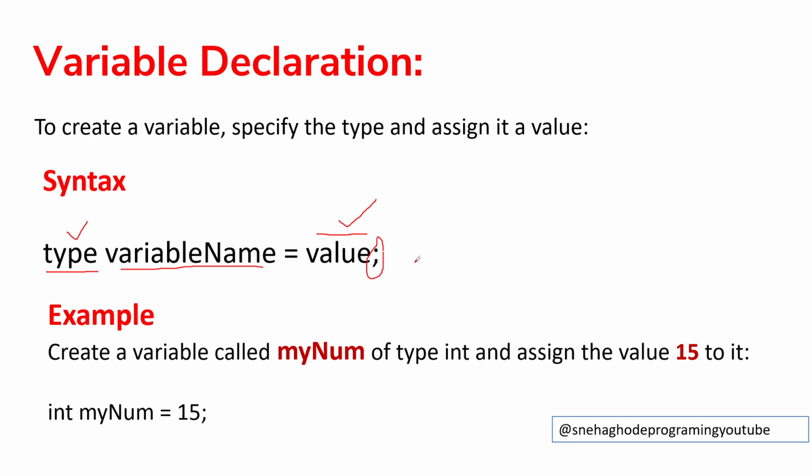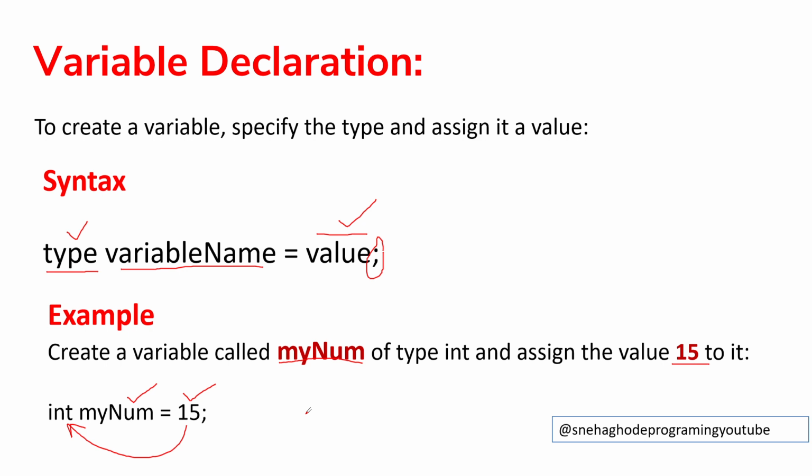So what is the name of our variable? My name is the name of our variable. Which value do we have to assign? The value 15. Now tell me, which type of data is it? It is integer type of data, right? Great. That's why we are declaring that my name is going to store only integer type of data. So this is the variable declaration.